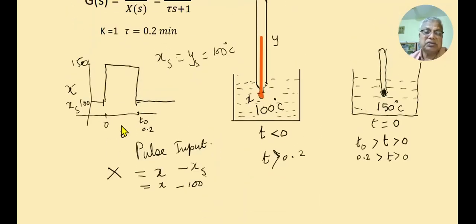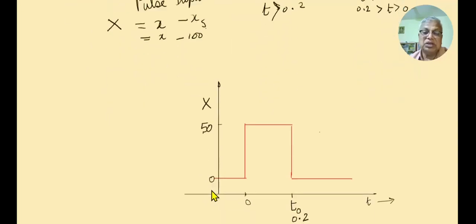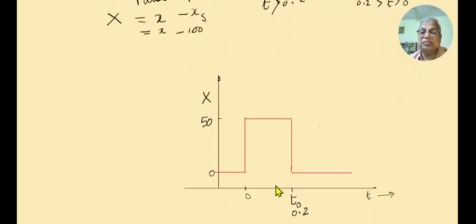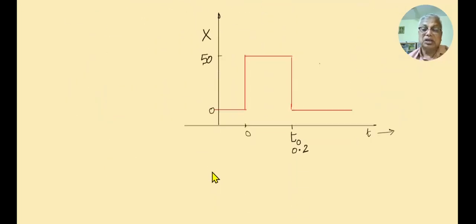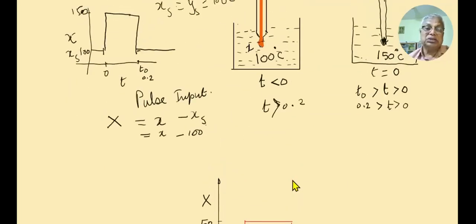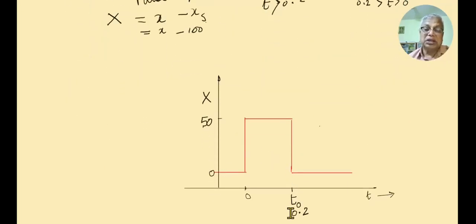The same graph, values will be 0 to 50. So capital X varies from 0 to 50 for 0.2 minutes and then back to 0. So this is a pulse input, and the magnitude of the pulse, m, is 0 to 50, 50.